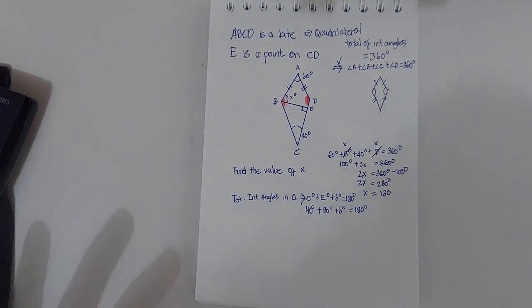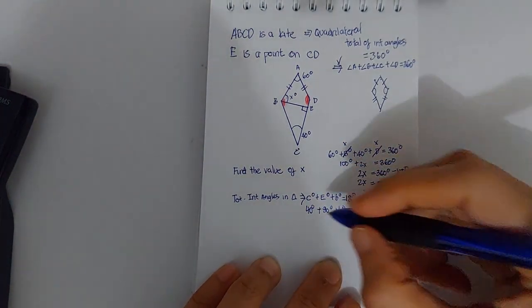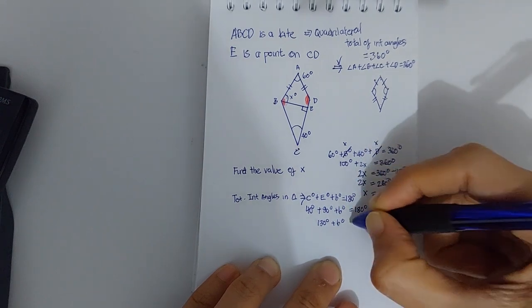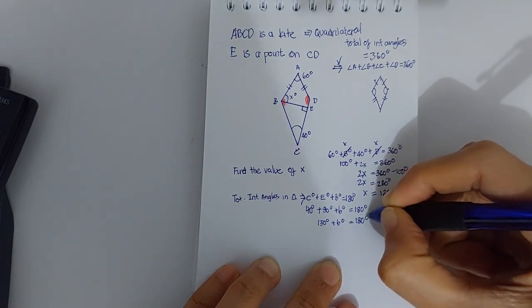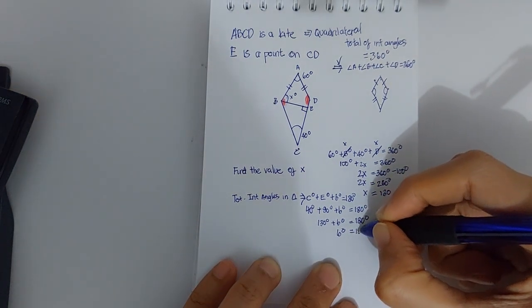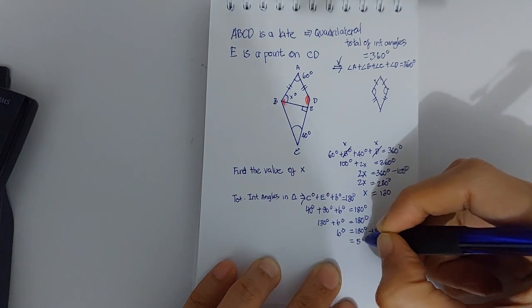Again, a simple equation. We can find B. 40 plus 90 is 130 degrees, plus B degrees will be equal to 180 degrees. And then B will be 180 degrees minus 130 degrees, which will be 50 degrees. Aha!